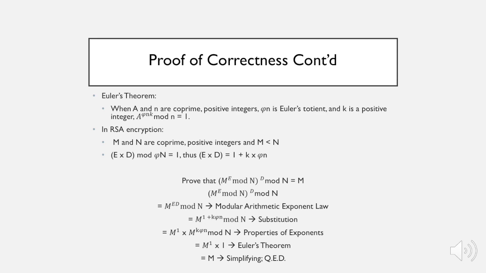This in turn simplifies to m to the first power times 1 because of Euler's theorem, which in turn simplifies to m. Therefore, we've accomplished what we've set out to prove. M to the e power mod n all raised to the d power mod n is equal to m.